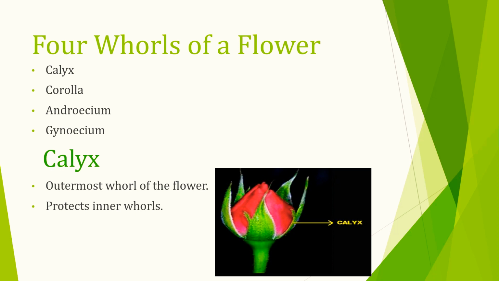Now we will study about the calyx. It is the outermost whorl of the flower and it is made up of green sepals. These sepals protect the inner whorls of a flower. You can see in the figure the green colored structure is called as calyx, or you can call it as sepal.